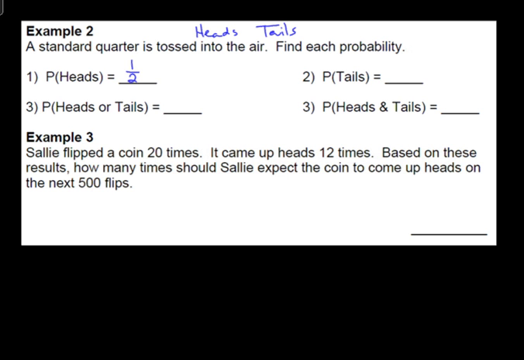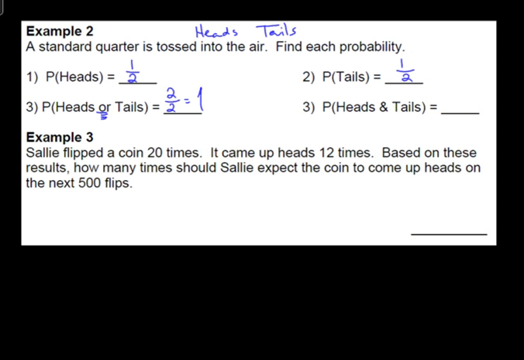Problem number 2 says the probability of being tails. Well, it's the same as it is of being heads. It's not going to change. It's still going to be 1 out of 2. Now question number 3 says it could be heads or it could be tails. So that would be 2 out of 2, which would be 1. It means it's going to be certain. No matter what we do, we're going to get heads or we're going to get tails.